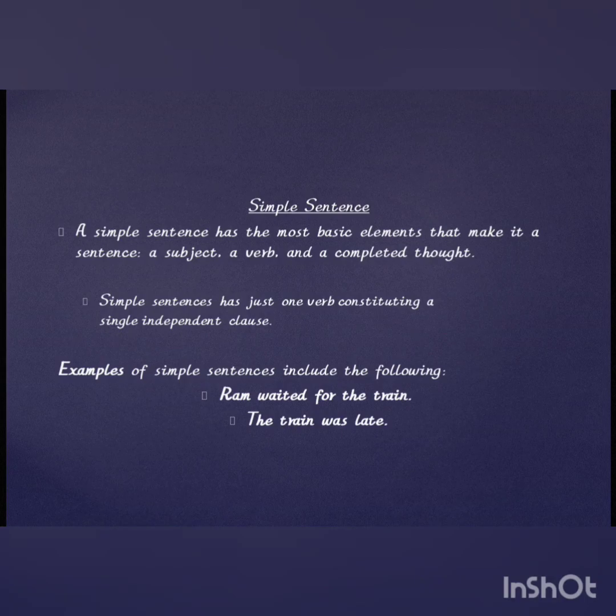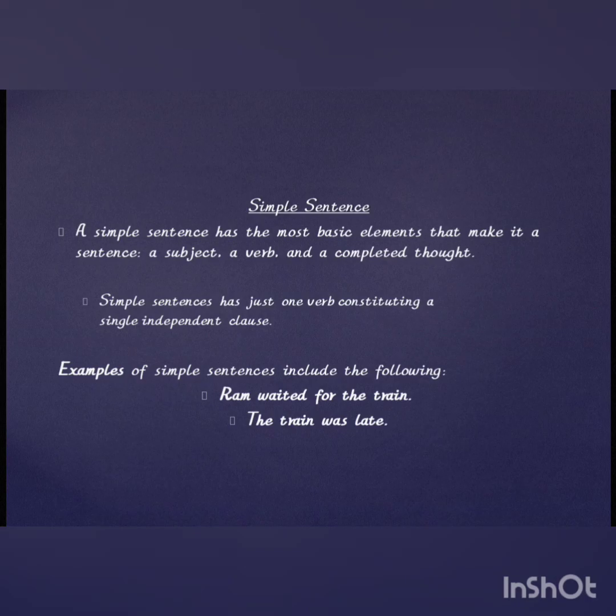The very first thing we'll get to know is what a clause means, following that we'll get to know about independent clause. Now we'll look at examples for simple sentence. Ram waited for the train. Here Ram is the subject portion and waited is the verb portion. We have only one verb, which means it is a simple sentence. This first example has a completed thought, so the message is conveyed properly.